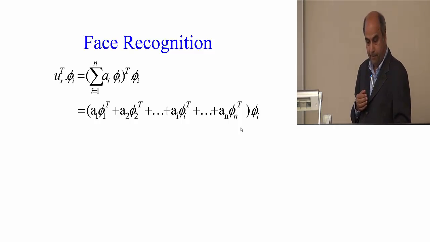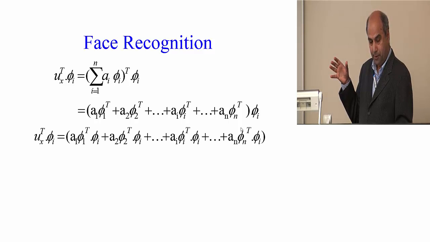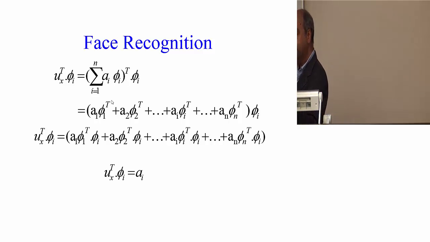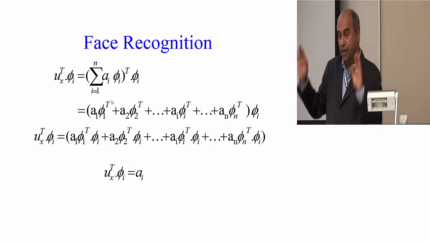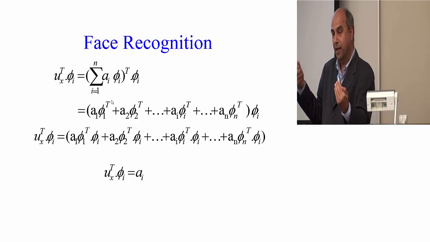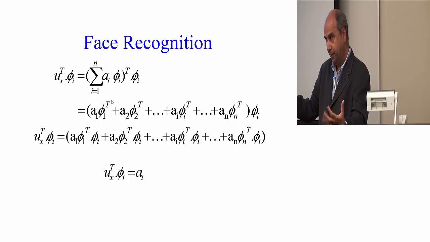AI, because the other ones will be 0. So all these elements will be 0 except the AI, whereas phi I with phi I is 1. Phi I with other phi I is 0. So the only one remaining is AI, which means if we know the eigenvectors, we can find these coefficients and represent any face in terms of eigenvectors and coefficients, because that's a representation.